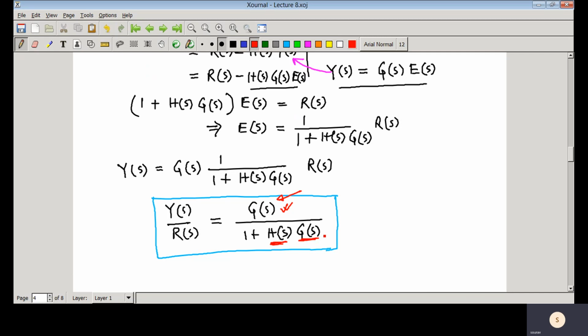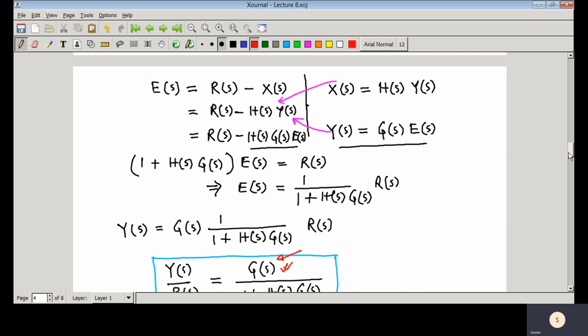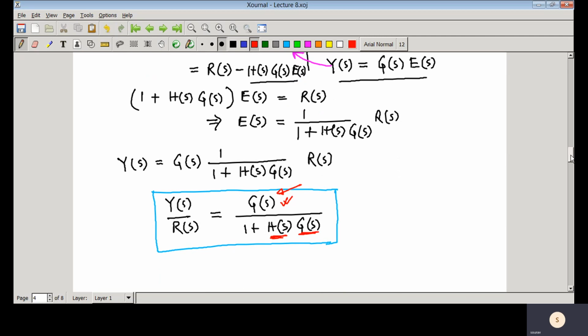So you should remember this particular structure, because whenever you will be simplifying a block diagram and your objective is to find the transfer function, every time you need not do all these derivations. Just by looking at the block diagram, you can directly write the transfer function.